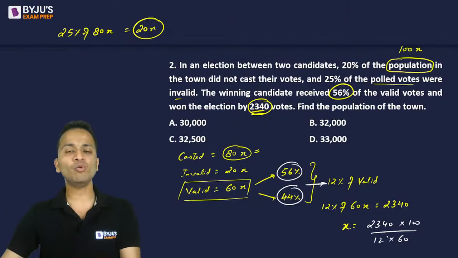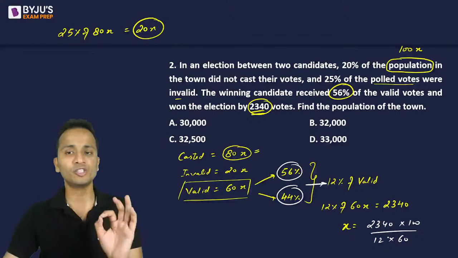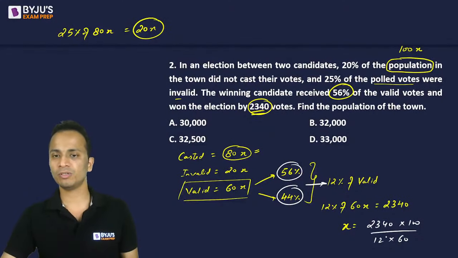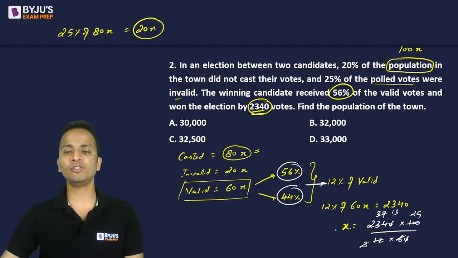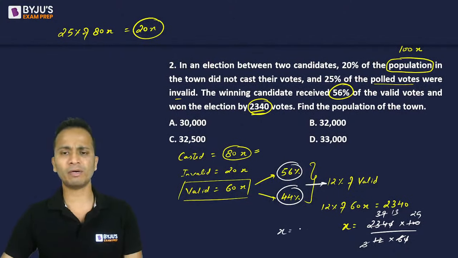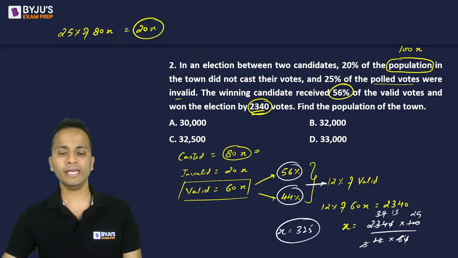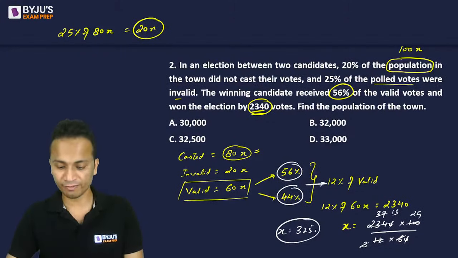Now you can calculate the value of x and substitute it to find the total population of the town. All right, so let's calculate the value of x. The 0 and 0 will get cancelled. Then let's cancel 6, so it will be 3 and 9, 39. And if I cancel 4 from here, I'll get 3 and 25, and the 3 will also cancel. So 13 into 25. So the value of x will come out to be 325, right? So the value of x is 325.